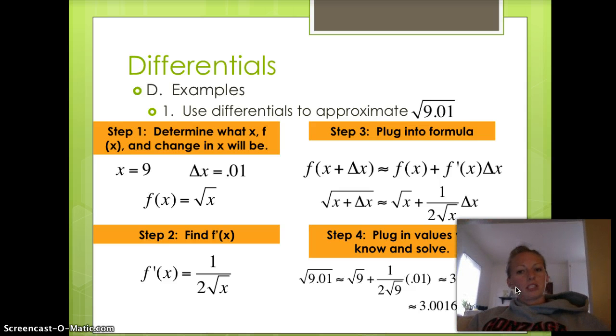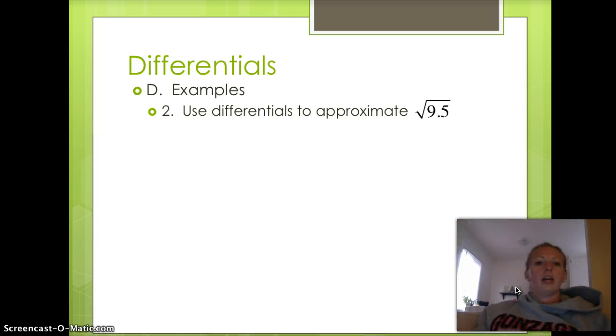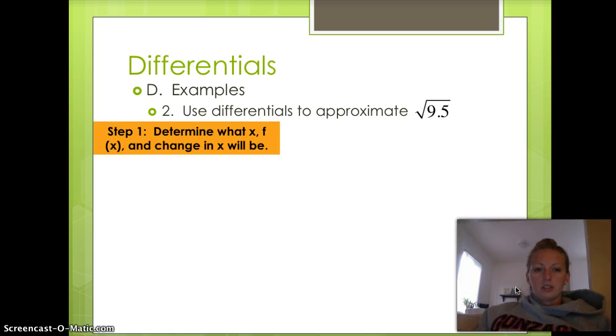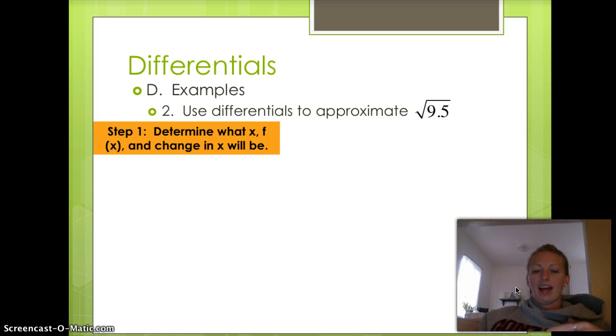Okay, we're going to do one more example like this, and then there's one other formula. So use differentials to approximate the square root of 9.5. Step 1, determine what x, f of x, and our change in x will be. So this one's pretty similar to the last one. So we know that x is going to be 9, f of x is going to be root x still, and then our change in x is 0.5 in this case.